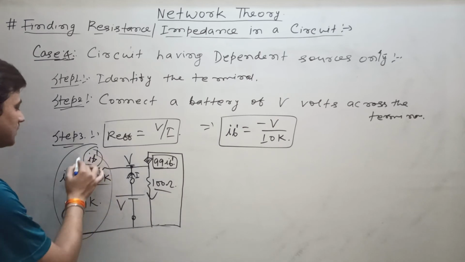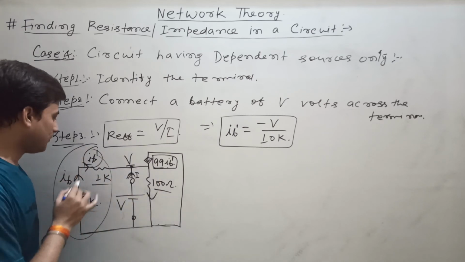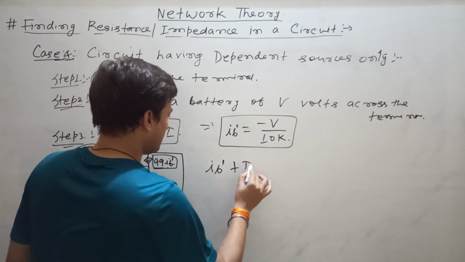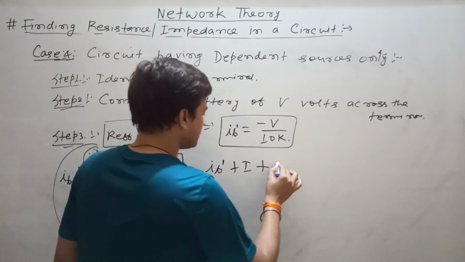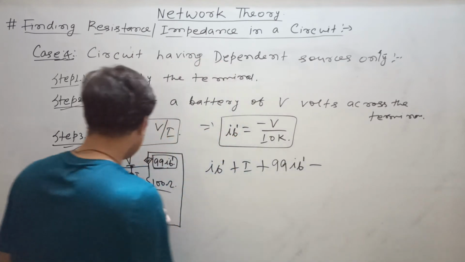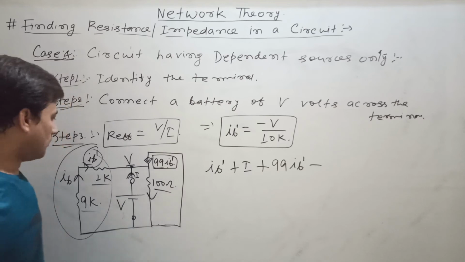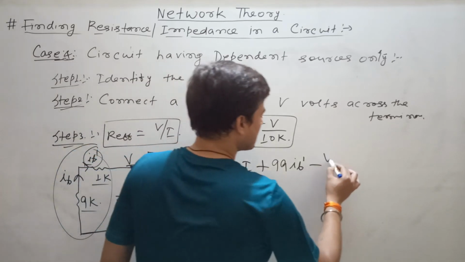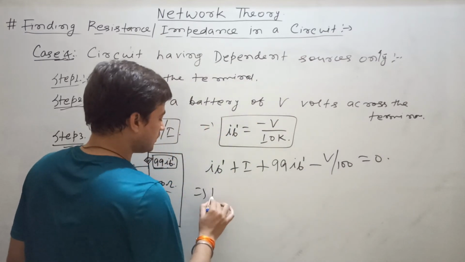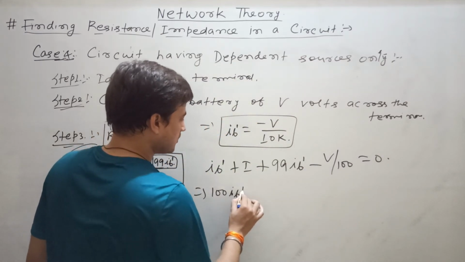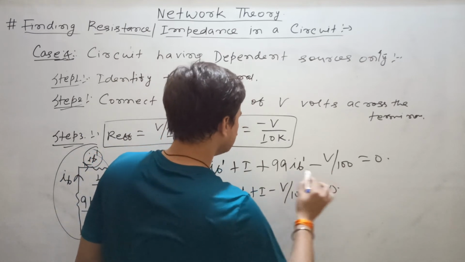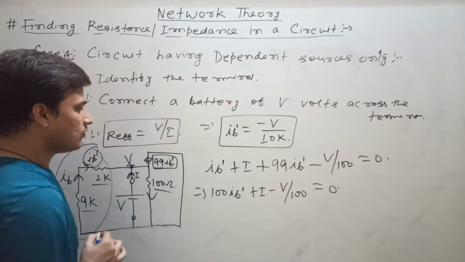So let us mark these incoming branches as positive. So IB dash plus I plus 99 IB dash minus V by 100 will be equal to 0. So here you see, 100 IB dash plus I minus V by 100 is equal to 0. Clear?